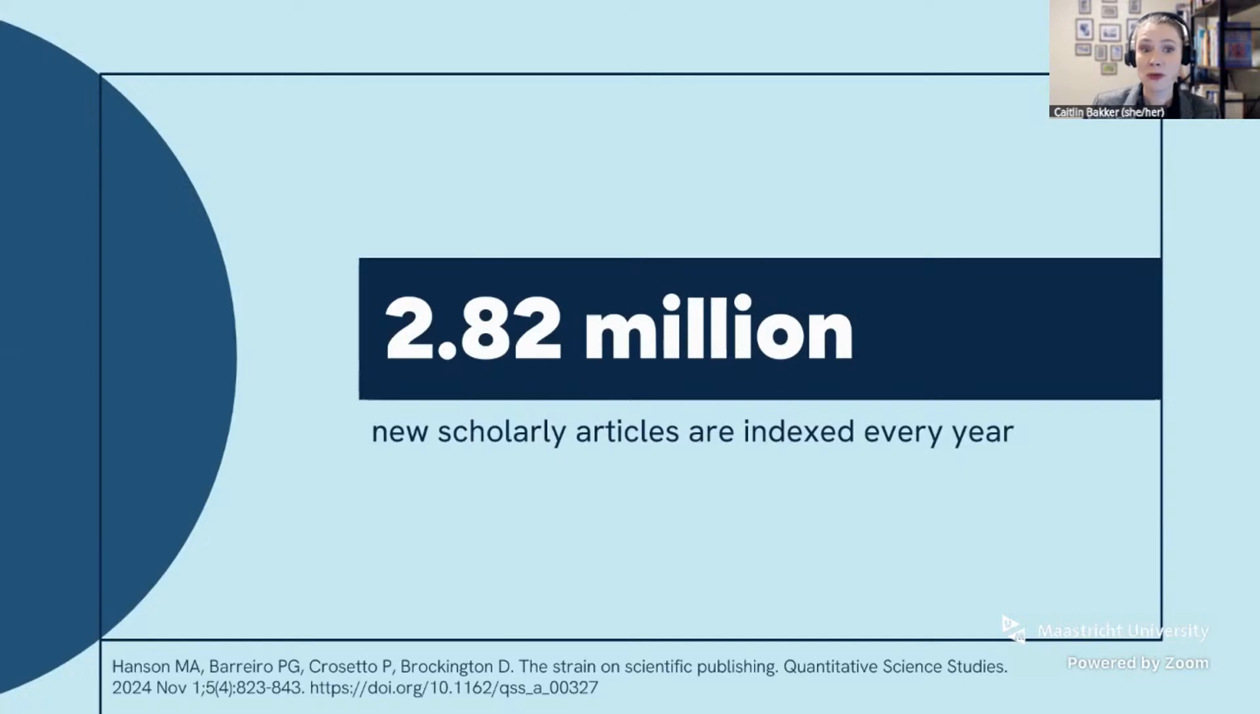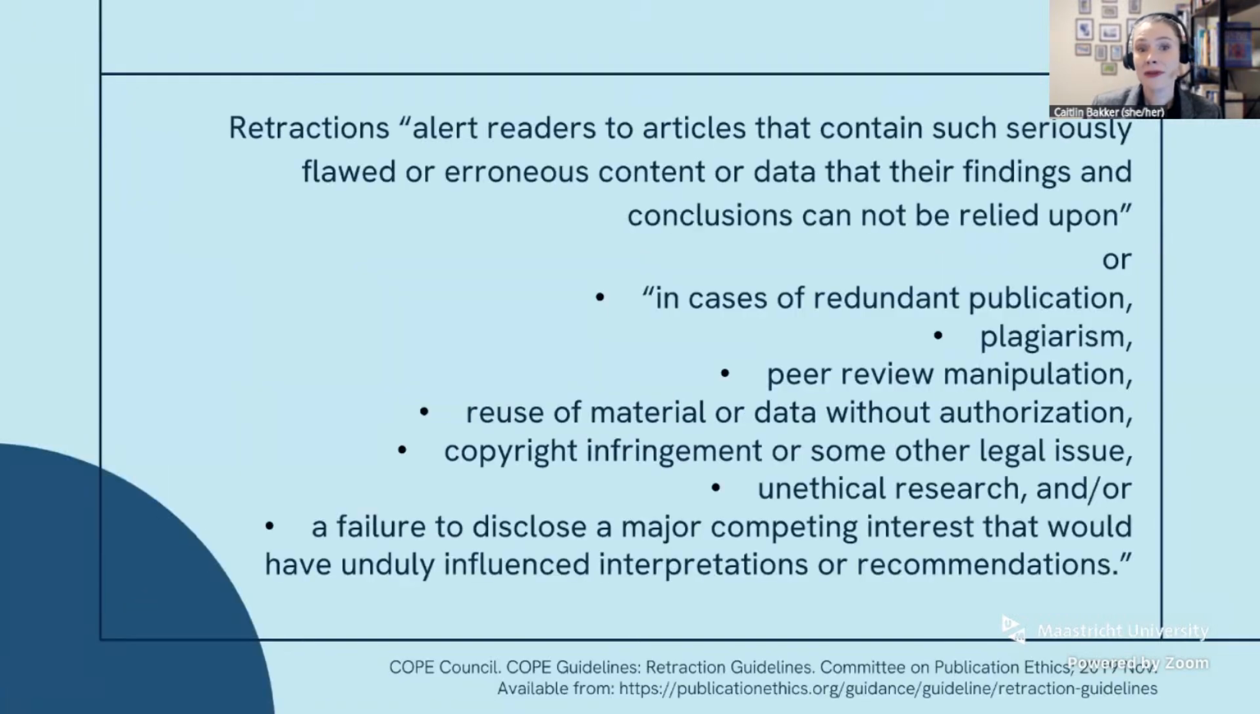Now, retraction is one such mechanism. So retraction is an official statement from an editor or a publisher that alerts readers to articles that contain such seriously flawed or erroneous content or data that their findings and conclusions cannot be relied upon. Other reasons for retraction might include plagiarism, peer review manipulation, unethical research, or failure to disclose competing interests, amongst others. Now, retraction is a means to an end. It's a mechanism that's meant to correct the scholarly record.